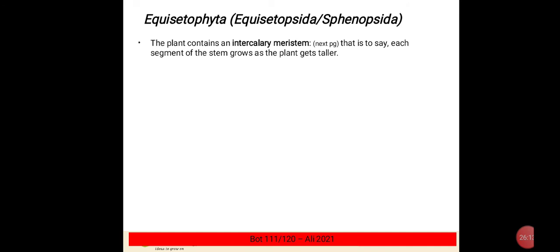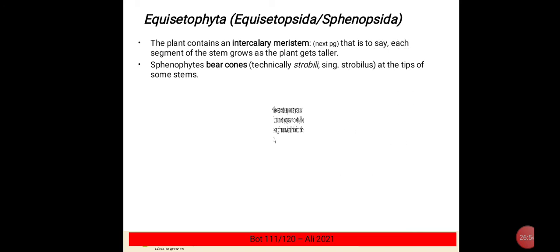Now, let's continue. I said the members of this class or subdivision Equisetophyta are also known as Sphenopsida. And these members bear cones. They do not have flowers. They bear cones at the tips of some stems. It is not a must to bear the cones, but they may bear them at the tip of some stems, not all stems. Therefore, it means they lack flowers.